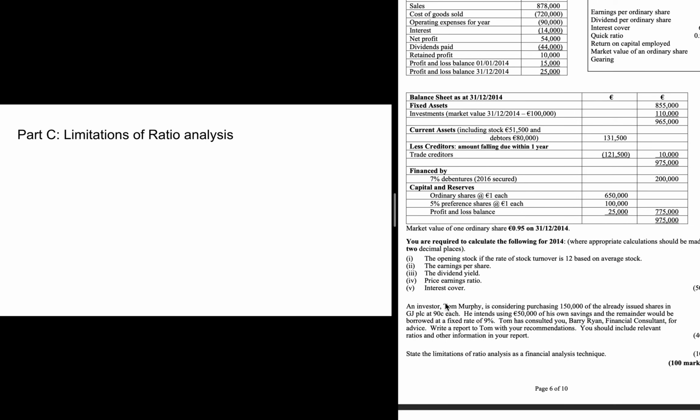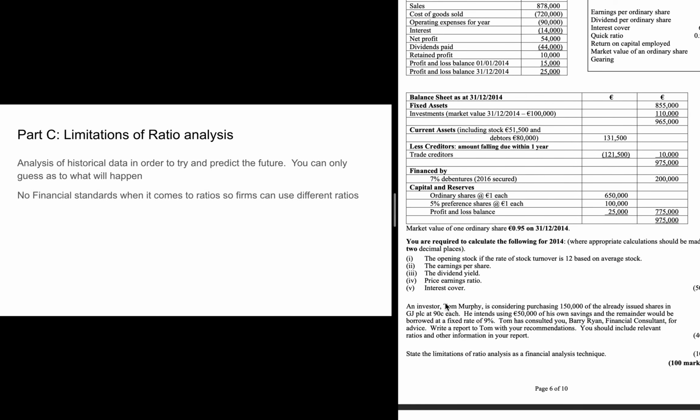So the limitations are it's backward looking. So in financial analysis you're trying to predict the future by looking at the past. That's its big limitation. So you're looking at historical data and trying to predict the future. So you're only ever guessing as to what's going to happen in the future. There's no standards, so each company can use its own way of doing ratios. They can use different ratios, you can do all sorts of things. So it can make it difficult to compare companies.